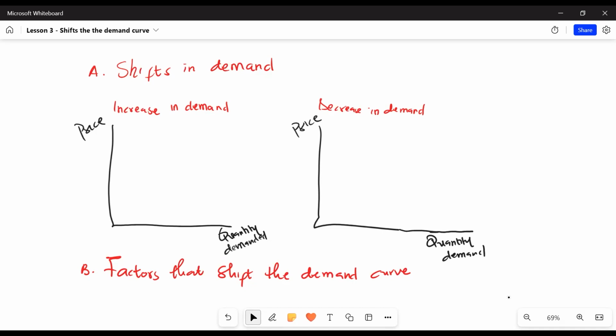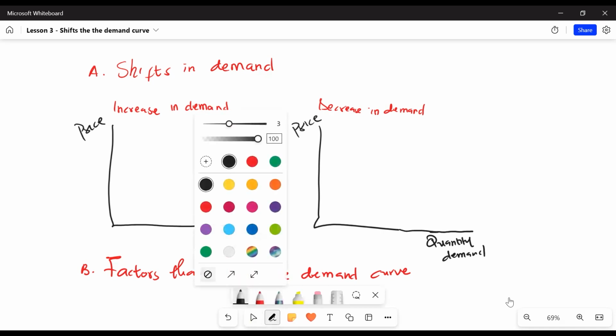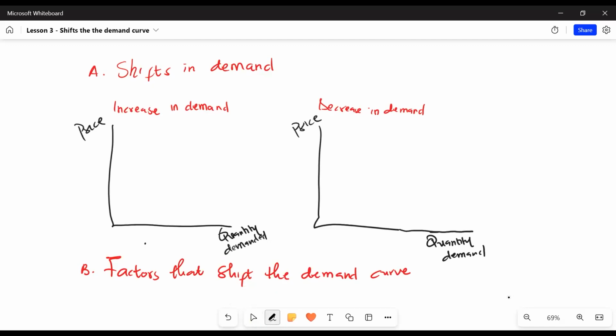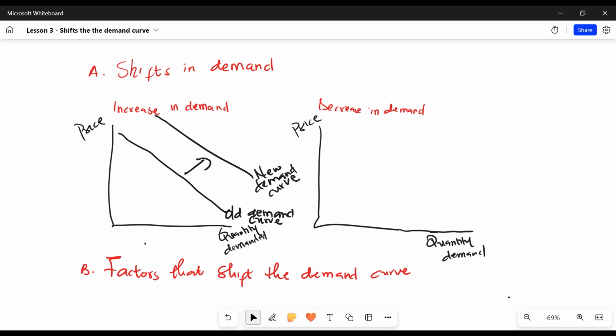Now let's look at two examples of a shift in demand. The first is an increase in demand. If we start from an old demand curve represented by this curve, and any other factor changes that causes the consumer to increase their demand for the good apart from the price of the good, then the demand curve is going to shift to the right to this new demand curve. So this will represent an increase in demand.